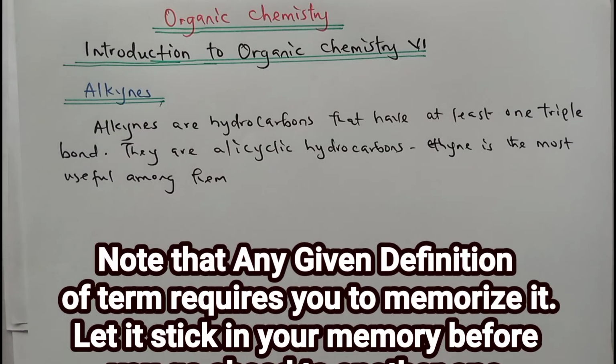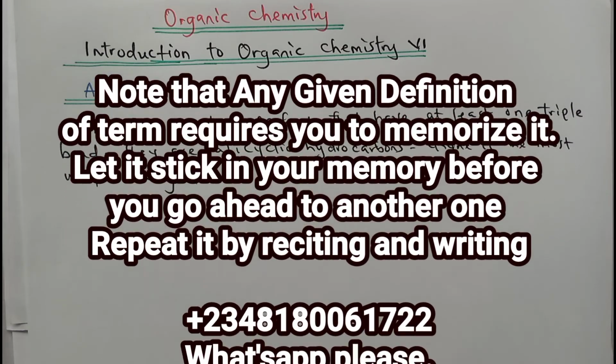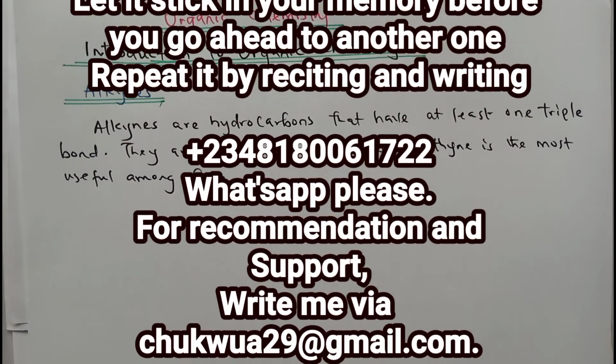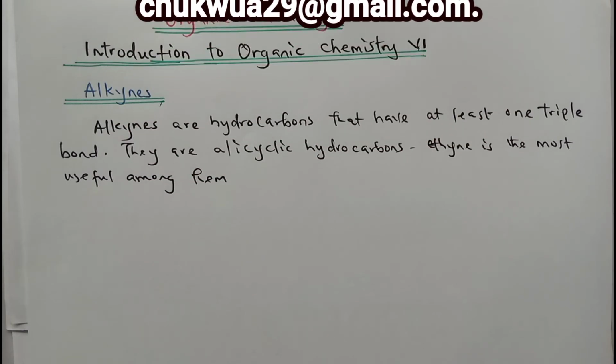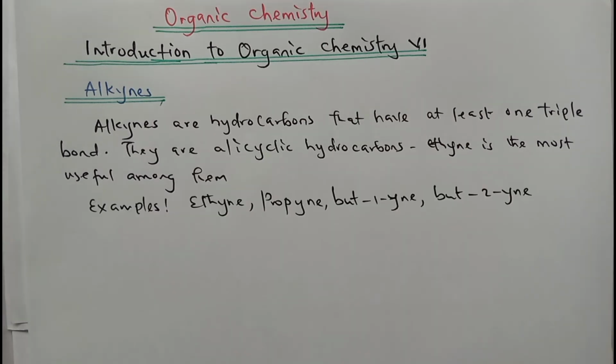Alkynes are hydrocarbons that have at least one triple bond. They are alicyclic hydrocarbons, and they have examples like ethyne, propyne, but-1-yne, but-2-yne. And we have so many of them, but ethyne is actually the most useful among them. And that is why we're going to look into ethyne.